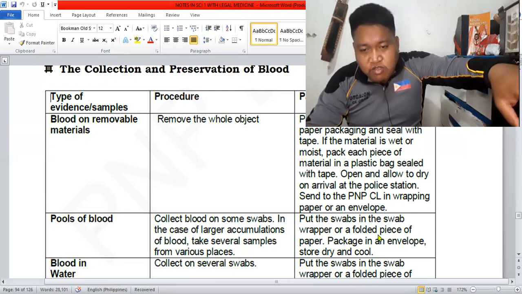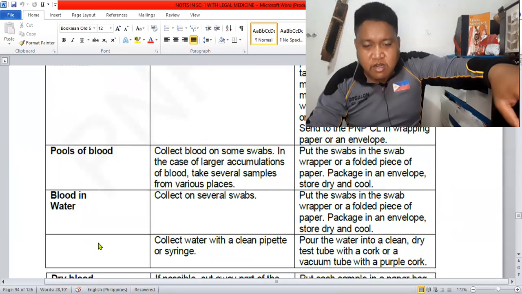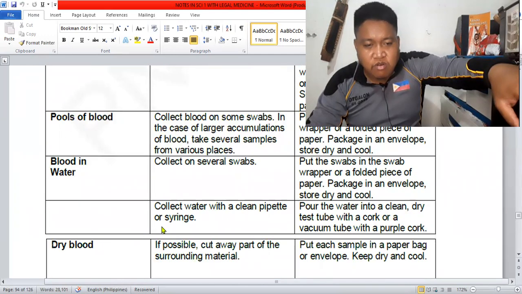Put the swabs in a swab wrapper or folded piece of paper. Package in an envelope. Store dry and cool. Blood in water. Yan, blood in water. Collect on several swabs. Yan. Put the swabs in a swab wrapper or a folded piece of paper and package in an envelope. Store dry and cool. Collect water with a clean pipette, no, or syringe.